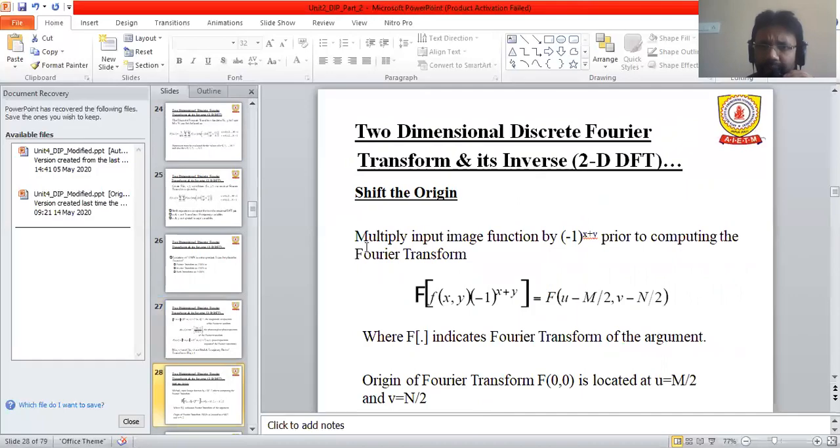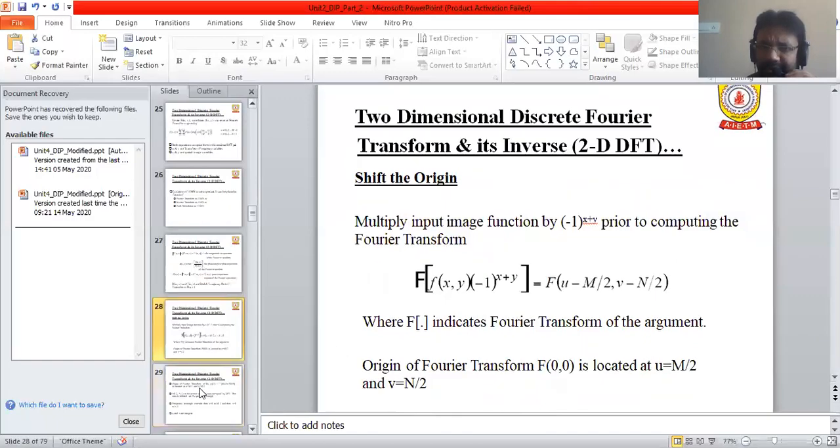Now for the two-dimensional discrete Fourier transform and its inverse, for the shift towards the origin, we multiply the input image function by minus 1 raised to the power x plus y prior to computing the Fourier transform. So capital F within brackets f of x,y multiplied by minus 1 raised to the power x plus y equals capital F of u minus m by 2 comma v minus n by 2, where the script F within the square brackets indicates the Fourier transform of the argument. The origin of the Fourier transform F(0,0) is located at u equals m by 2 and v equals n by 2, where m and n are the number of rows and columns.